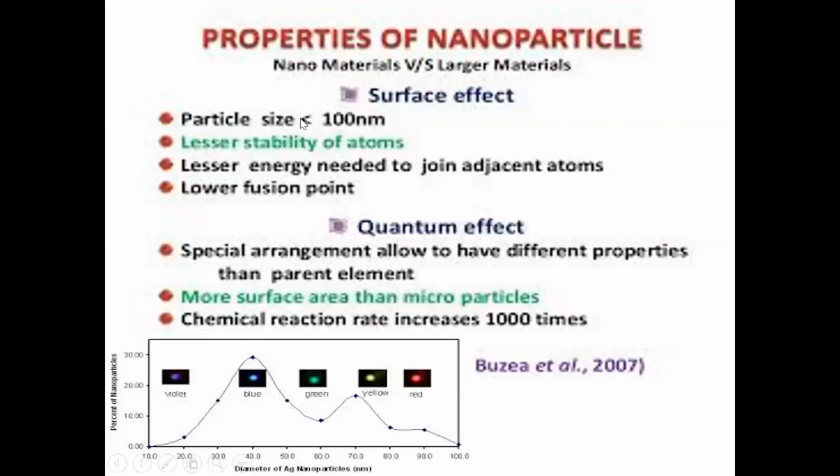This is the surface effect. Nanoparticle size is less than 100 nanometers, so there is lesser stability of atoms. Surface effect, okay. Then lesser energy is needed to join adjacent atoms and there is a lower fusion point. This is the surface effect on the properties of nanoparticles. Then the quantum effect: the spatial arrangement allows different properties than the parent elements.